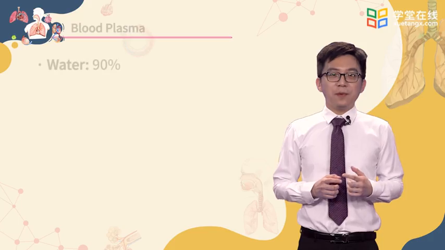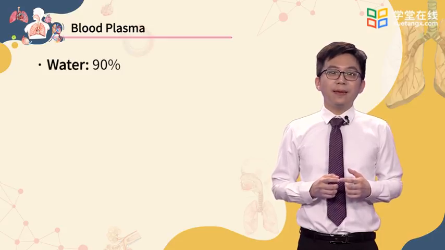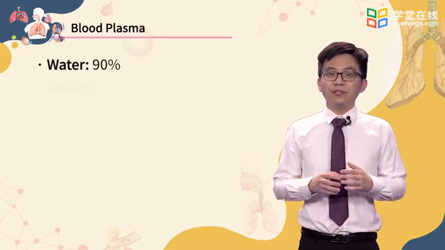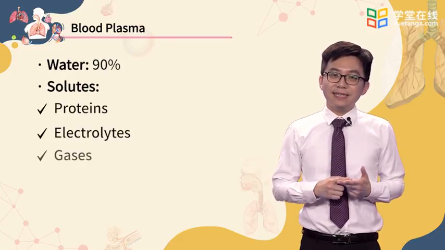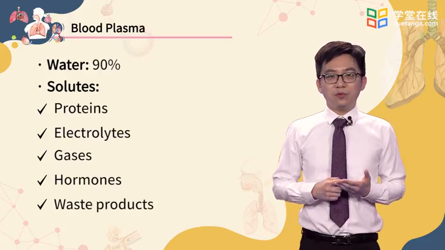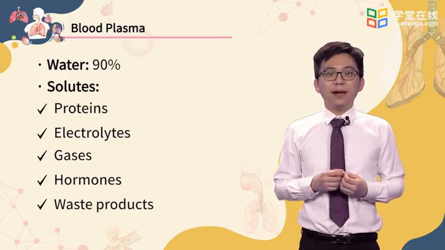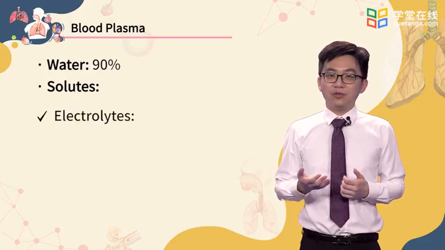You might remember from histology that blood is a type of connective tissue, which means it's made of living cells suspended in a non-living matrix, which, in this case, is the fluid ground substance, plasma. Plasma is 90% water, but the other 10% is full of different solutes, including proteins, electrolytes, gases, hormones, and waste products. The most abundant of these solutes are electrolytes.